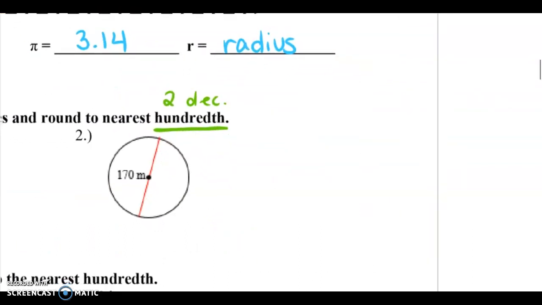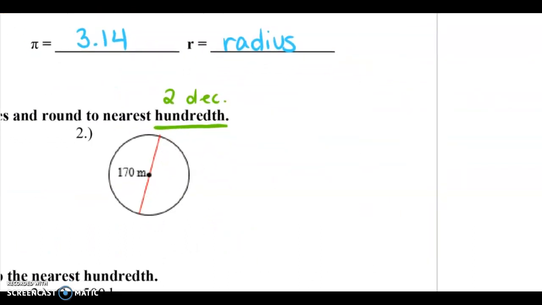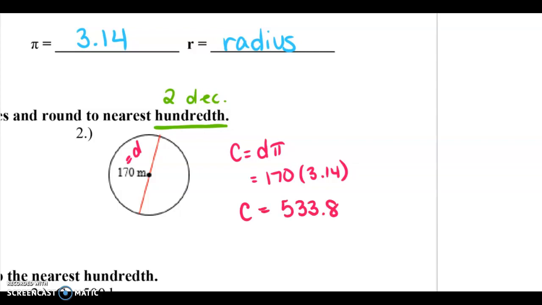All right. Next one, they gave me the diameter. So since they gave me the diameter, I can figure out what the radius is, but actually instead, I'm just going to use diameter times pi. Okay, so that's going to give me 170 times 3.14. And that gives me an answer of 533.8 meters. So since it says round to the nearest hundredth, you can put an extra 0 at the bottom or you don't have to.